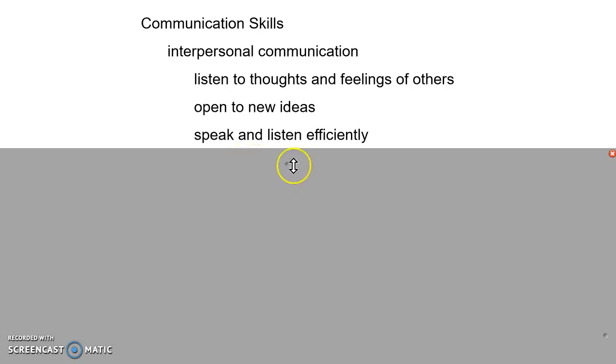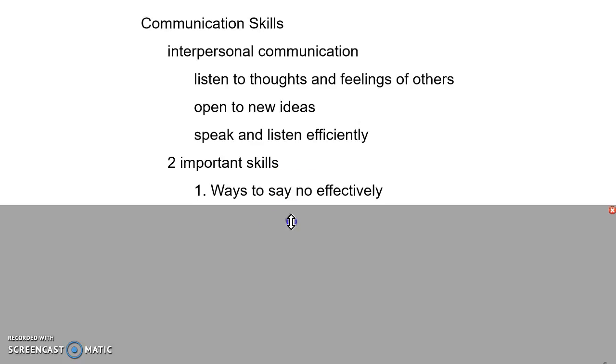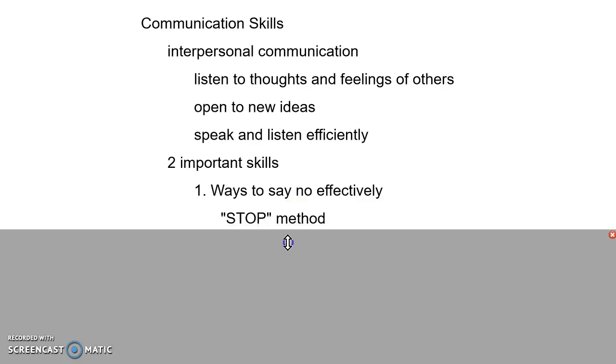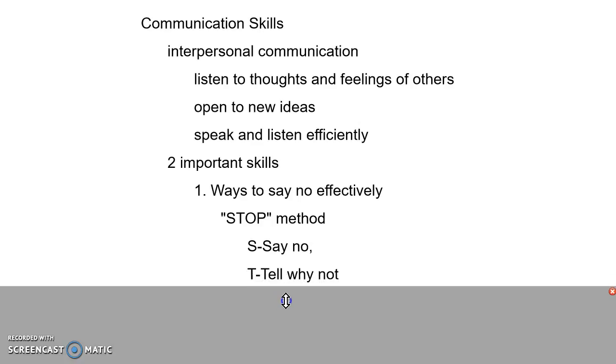And coming along with the communication skills, there's really two important skills that you must learn at your age. One is the ways to say no effectively. The first one on this is what we're going to call the STOP method. The STOP method's pretty simple and pretty straightforward. S means you say no, and you say it in a way that people are going to listen.